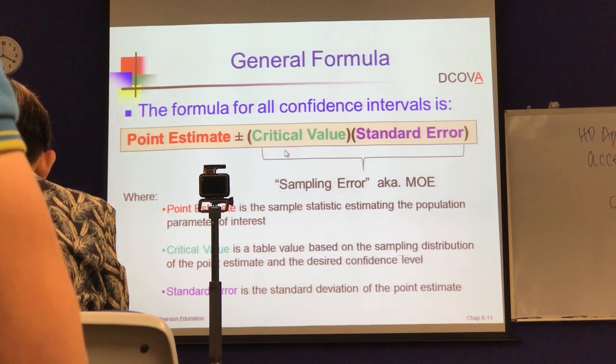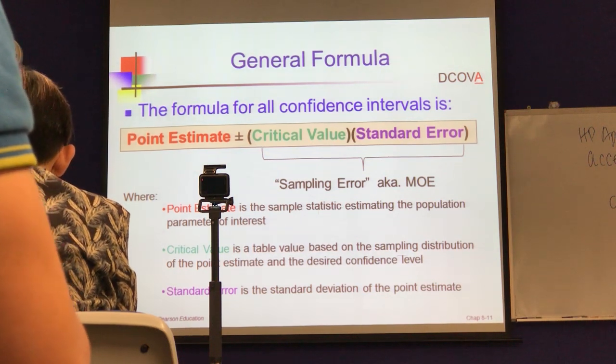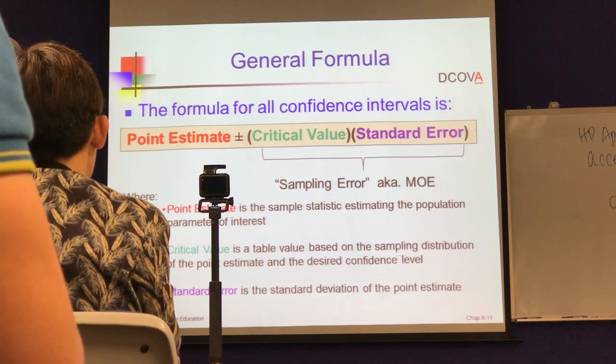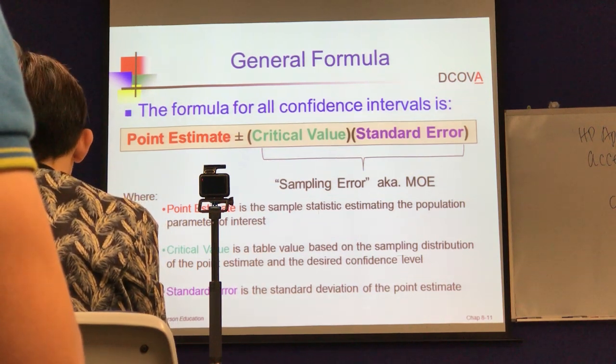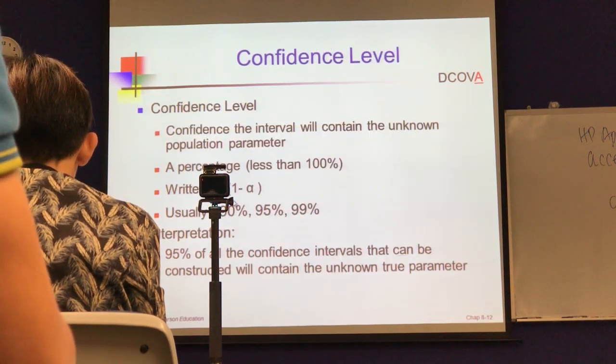Margin of error is big means wider. Margin of error is small means 50 plus minus 1 kg. Margin of error is big, 50 plus minus 10 kg. So it depends on what your MOE is. It's written 1 minus alpha.